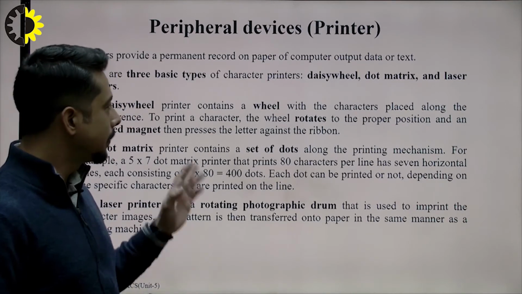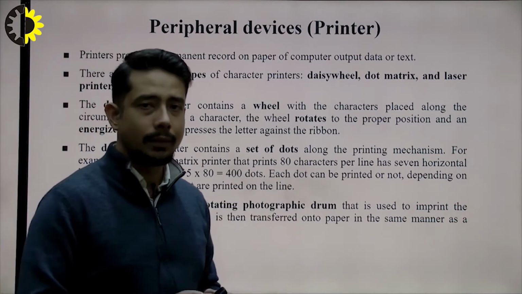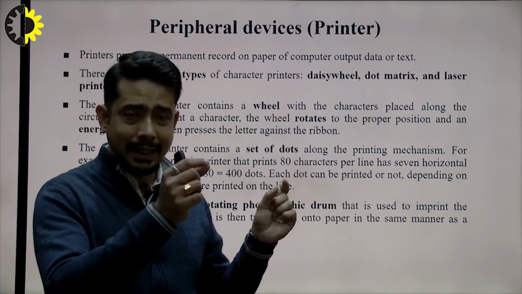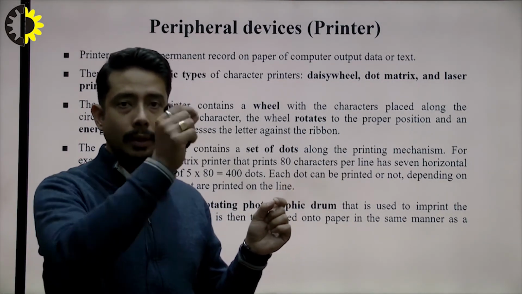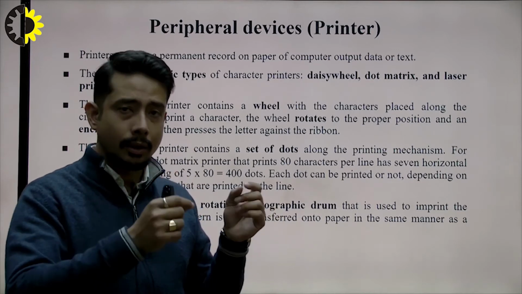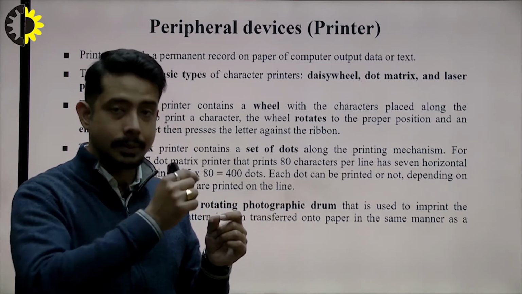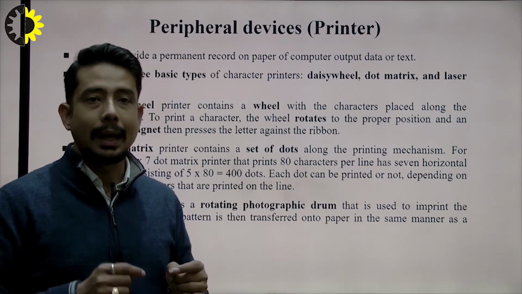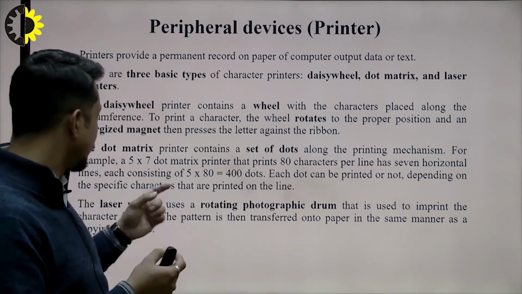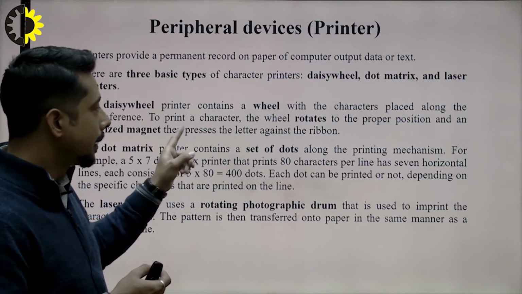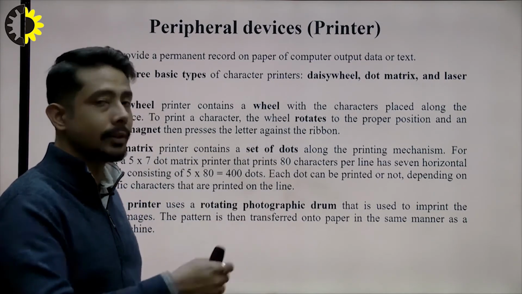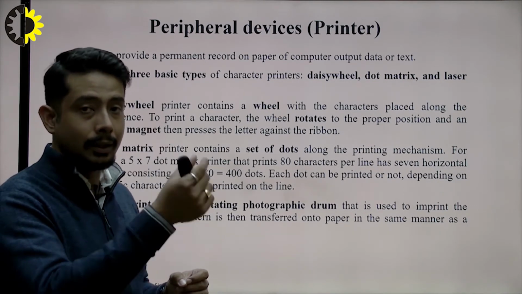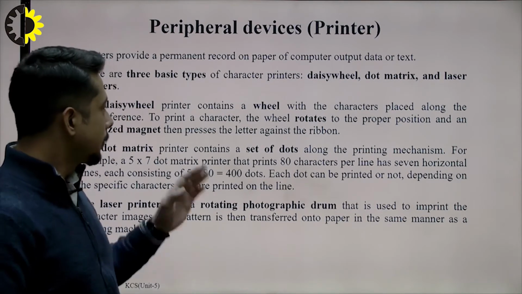How does the daisy wheel work? A daisy wheel comprises a wheel of characters, and these characters are placed on the circumference of that wheel. In order to print a particular character, the wheel rotates to the proper position, and with the help of an energized magnet, it presses the letter against the ribbon. In that way the character is printed. So that was the daisy wheel printer.